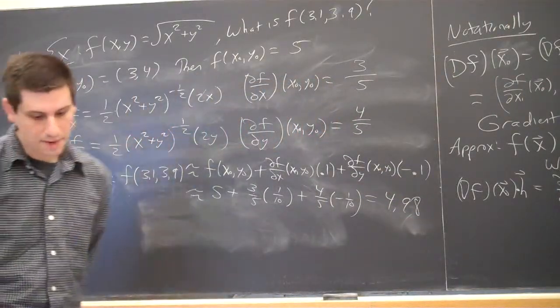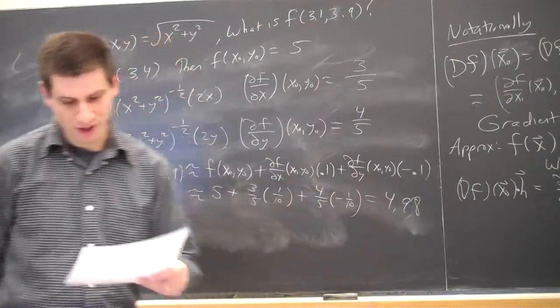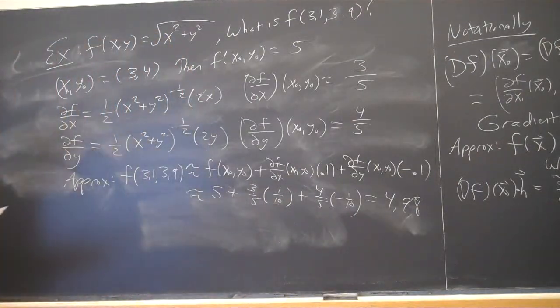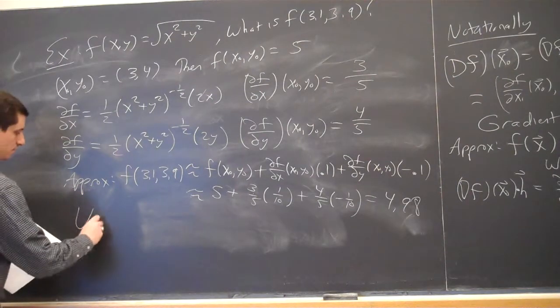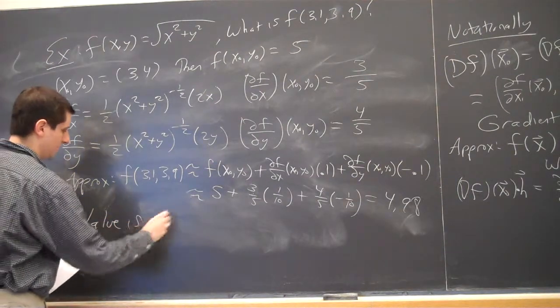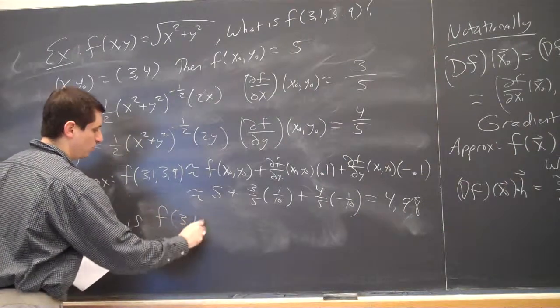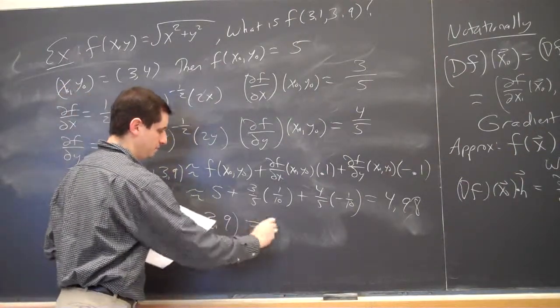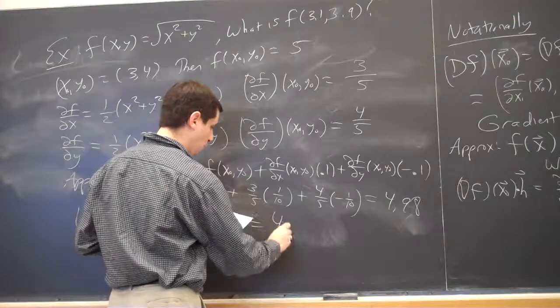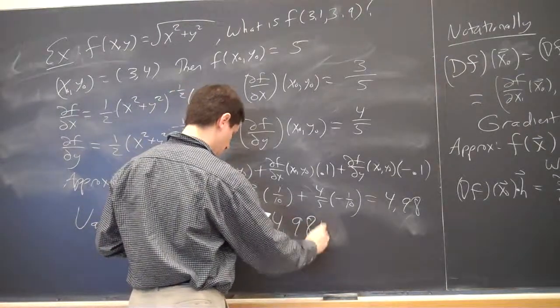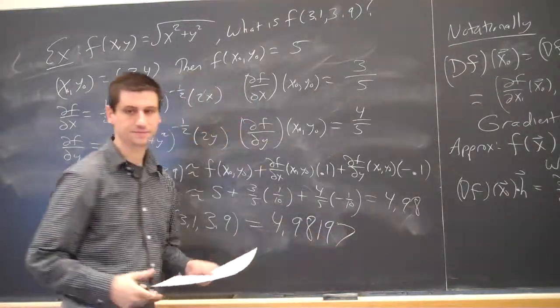Okay? Amazingly, even though I wrote the wrong numbers in my notes, I actually calculated as if it was the 0.34. And so the actual value is f of 3.1, 3.9 equals 4.98197.